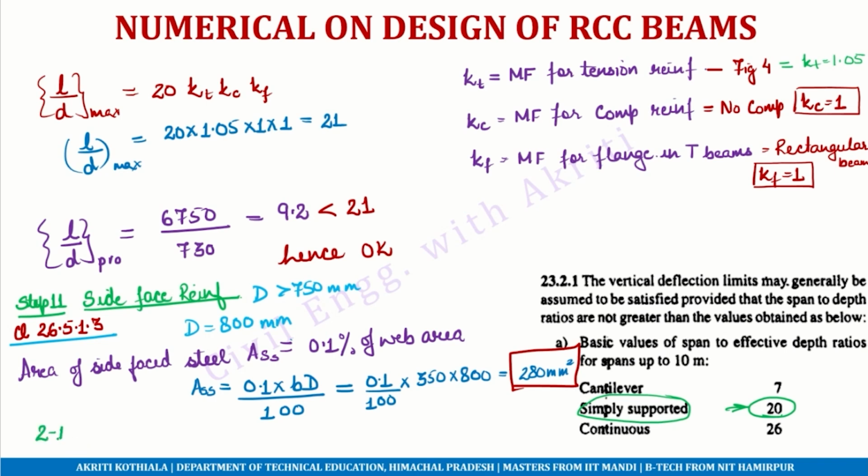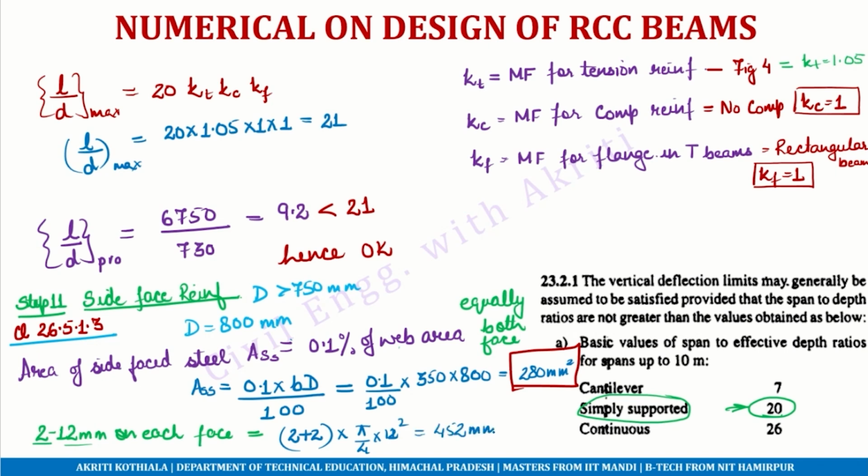So let's try two 12 mm diameter bars on each face. And this is also an important point that we have to provide this reinforcement along both the faces. We cannot just provide it on one face, we have to provide it equally on both the faces. So we are providing two 12 mm diameter bars on each face. So this computes to 2 plus 2 for both the faces into pi by 4 into 12 square, which computes to be equal to 452 mm square, which is greater than the value required for side face reinforcement.